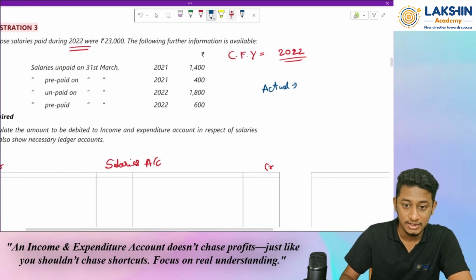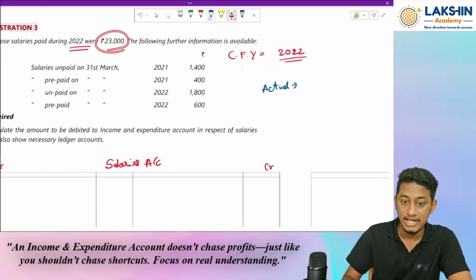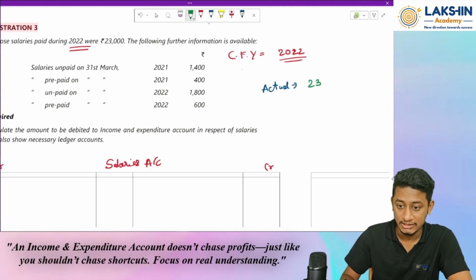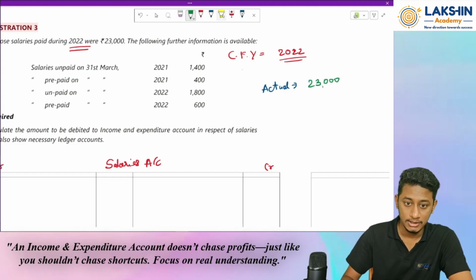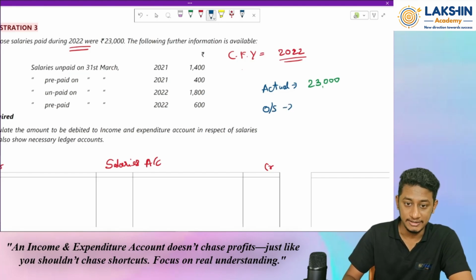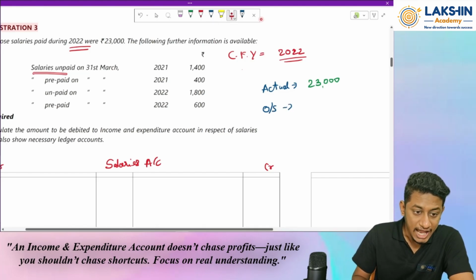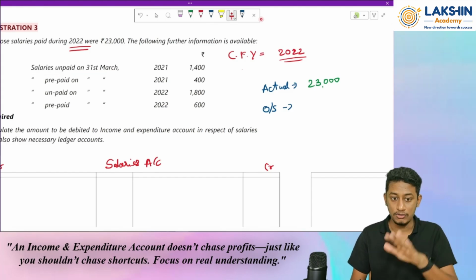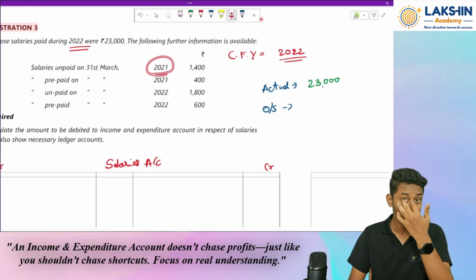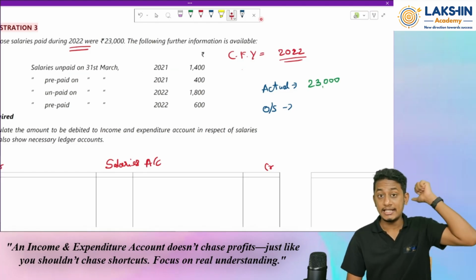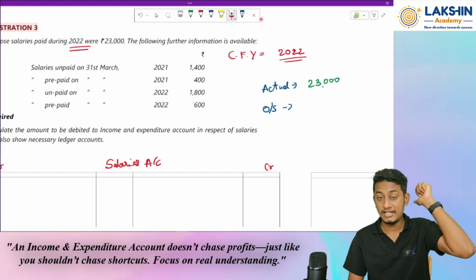It is rupees 23,000 for the financial year 2022. So the total actual paid is 23,000 rupees. Then what about outstanding? Will you add or deduct? Let's see. Salary is unpaid on 31st March, which means it is outstanding for the previous year, 2021. So in the previous year 2021, it was outstanding.